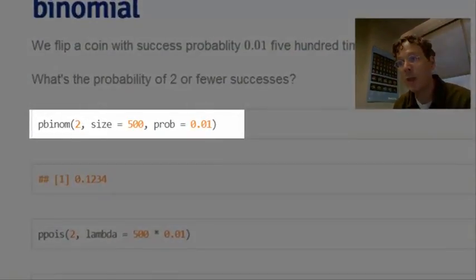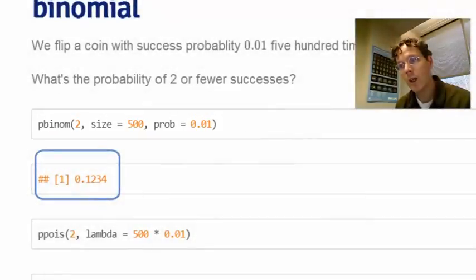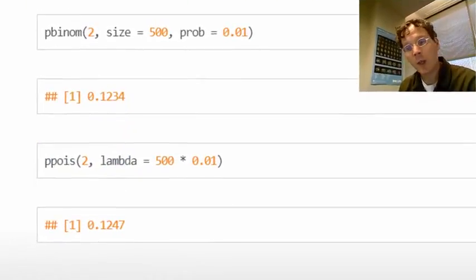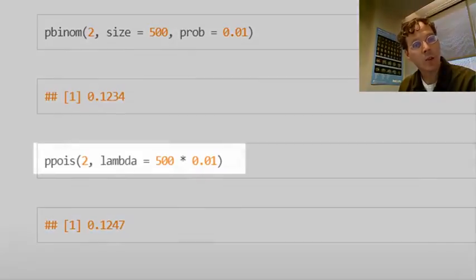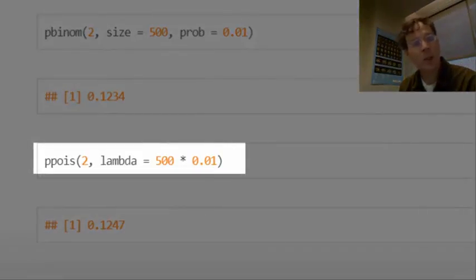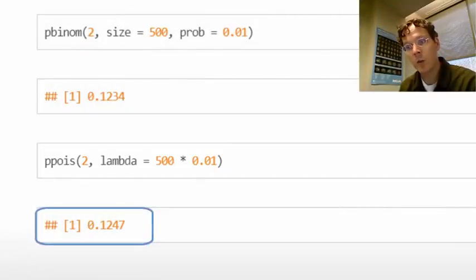So here when I do pbinom for 2, because the question asked for 2 or fewer successes, size equals 500, 500 coin flips, probability equals 0.01, suggesting that the true success probability of the coin is 0.01, I get around 12%. When I do the same calculation with Poisson, ppois for 2, and now instead of inputting the size and the probability, I put in lambda as n times p, 500 times 0.01, I get 12.5%, so fairly close.